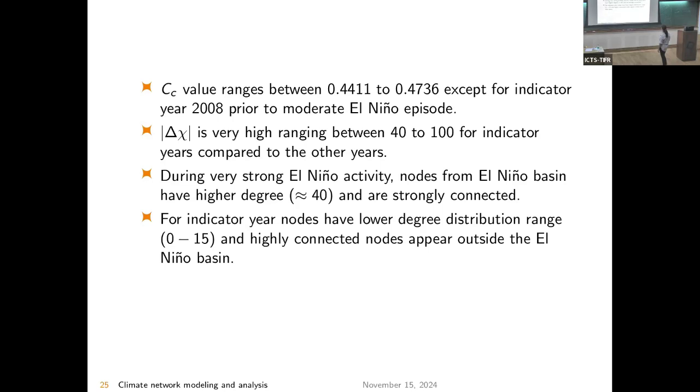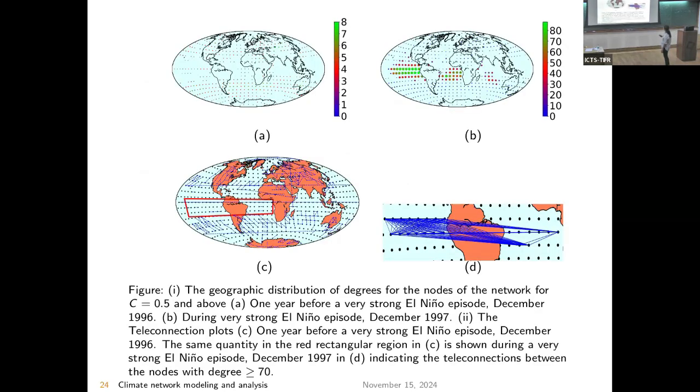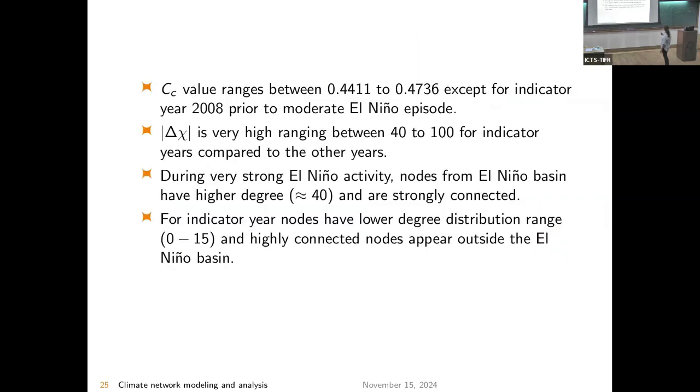During very strong El Nino activity, the nodes from the El Nino basin have higher degree, which is kind of expected, and they are strongly connected. For indicator years, nodes have lower degree distribution, and you don't find highly connected nodes in the El Nino basin. They appear outside the El Nino basin. So if we look at this figure, you don't see any such nodes for the indicator years, but in the El Nino years you do see them. The degree scale is also quite different.